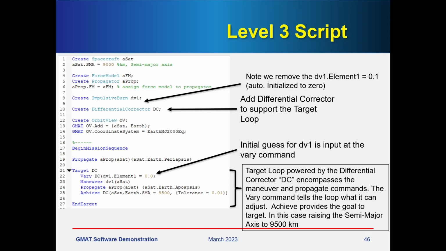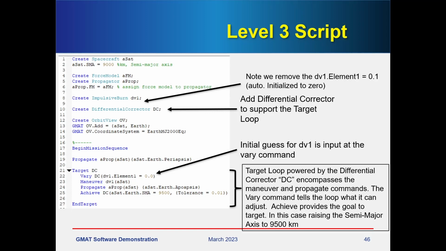Note here, I also remove the write commands for simplicity. Instead, we'll check to see what happened with the orbit view. We want the maneuver to happen at periapsis, so we leave the propagate in line 19. Now we add the target control sequence in line 21. First, we need to add the target and end target block statements. For the target command, we have to tell GMAT which differential corrector to use, in this case DC.